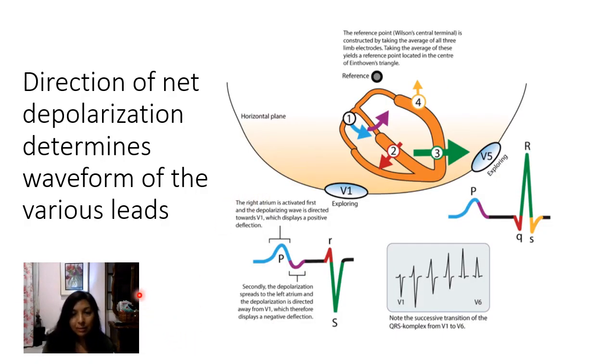Okay, so now this is a little bit more about looking at the direction of depolarization of the heart muscle in a little bit more detail to help you figure out why the QRS complex has the morphology it does in the individual chest leads.